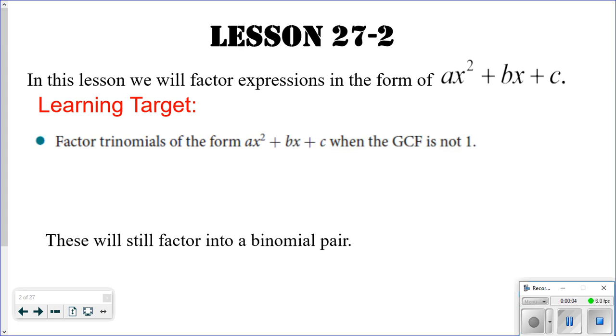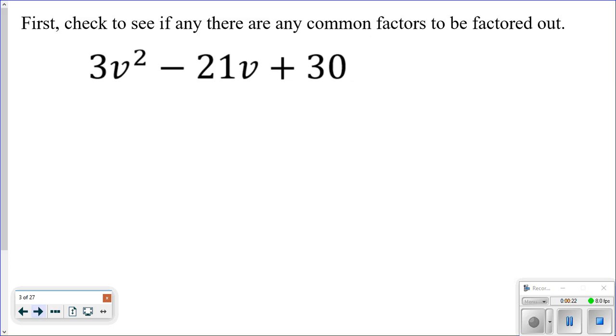We are going to be starting in lesson 27-2, which is factoring when I have an ax squared, when I have a number in front of the x squared or m squared or whatever. So what we're going to look at is a few examples first, and you can just write these down on a piece of paper. So we're going to check to see if there's any common factors, also called a GCF, that we could pull out first before we factor.